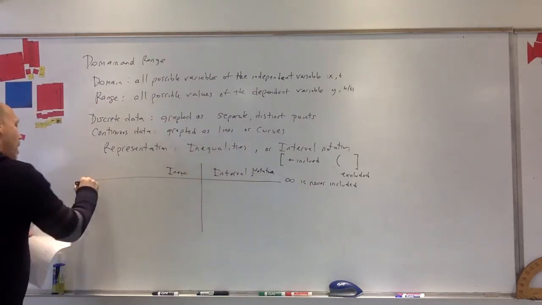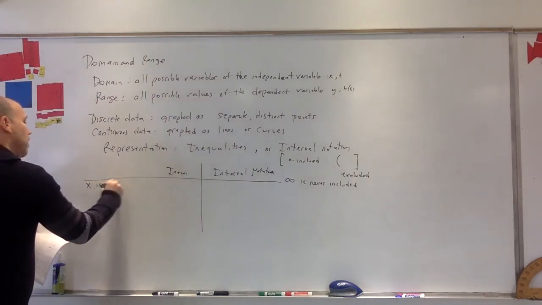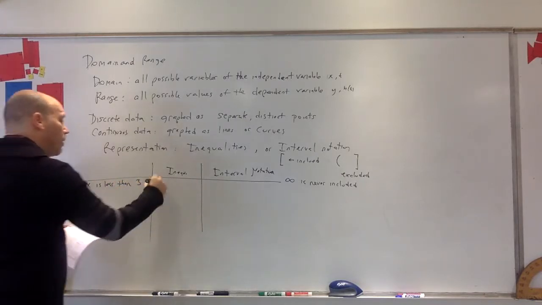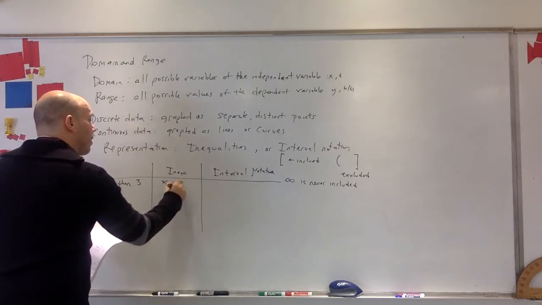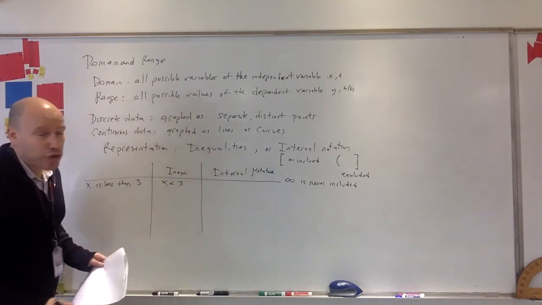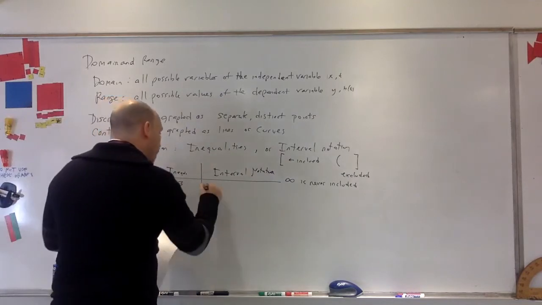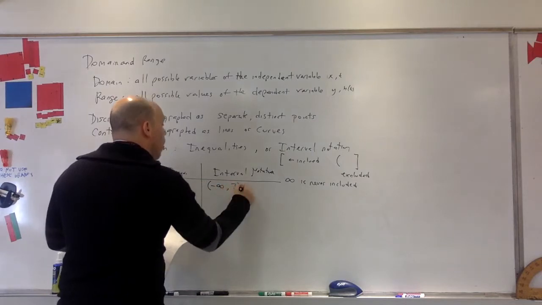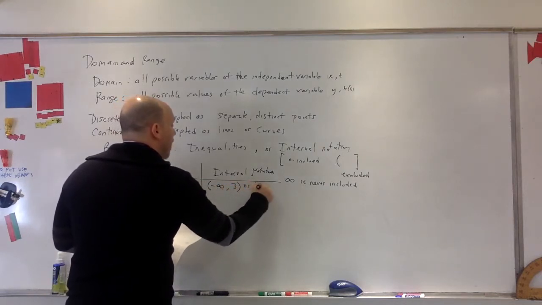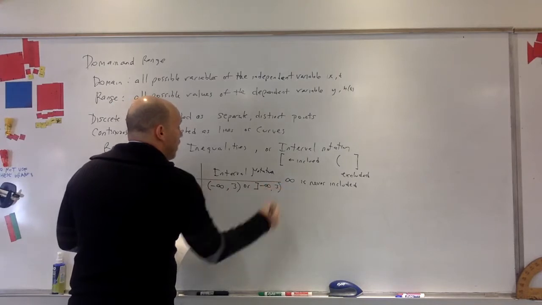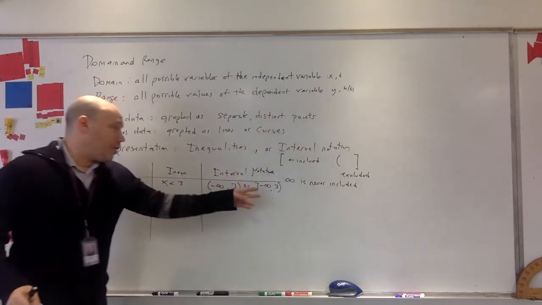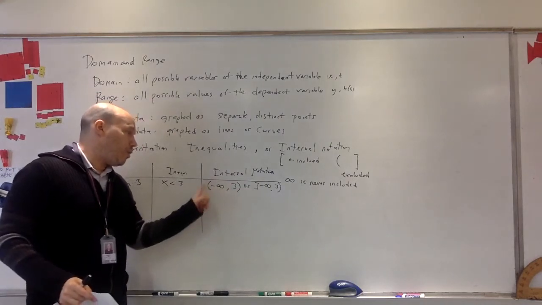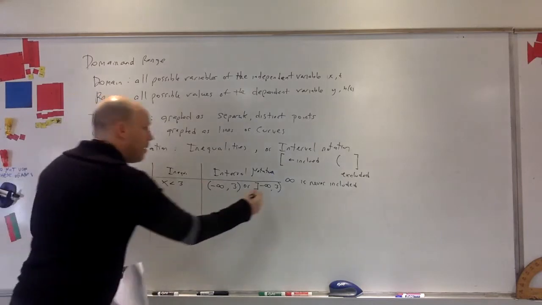So first example, x is less than 3. As an inequality, we'd say x is less than 3. Using interval notation, we're going to say either open bracket negative infinity, comma, 3, or backwards bracket negative infinity, comma, 3, close parentheses. In both of these cases, neither of the limits are included, and because of infinity, we use a parenthesis.